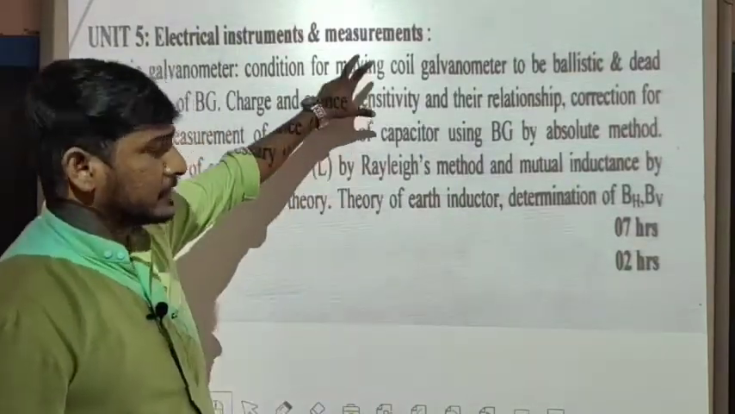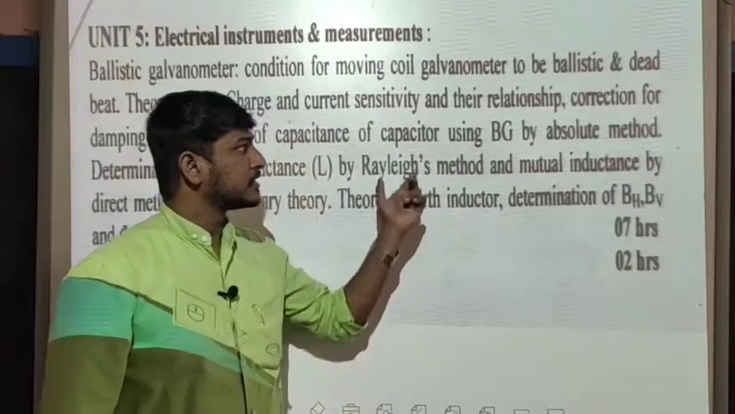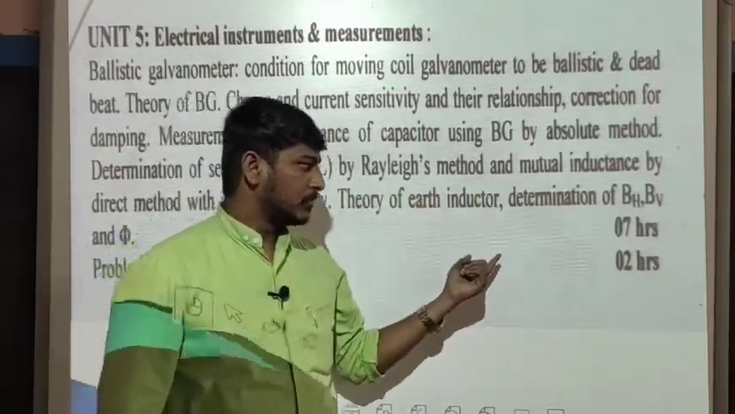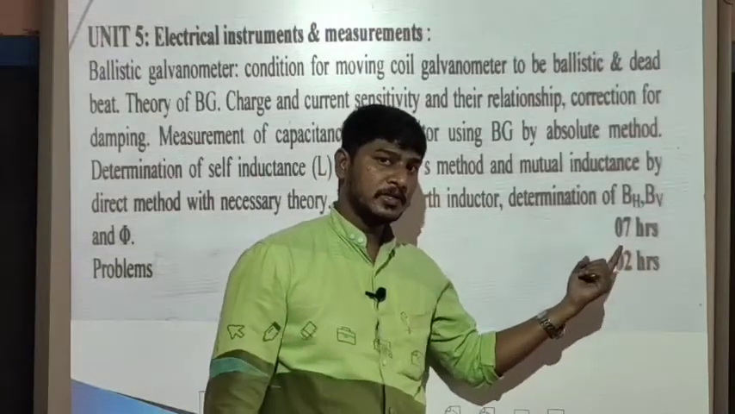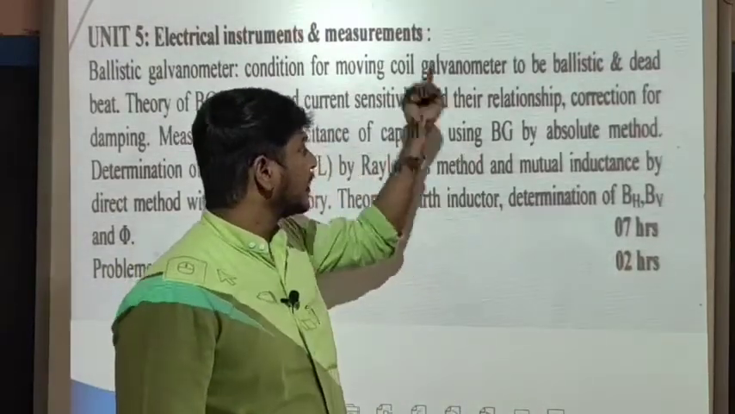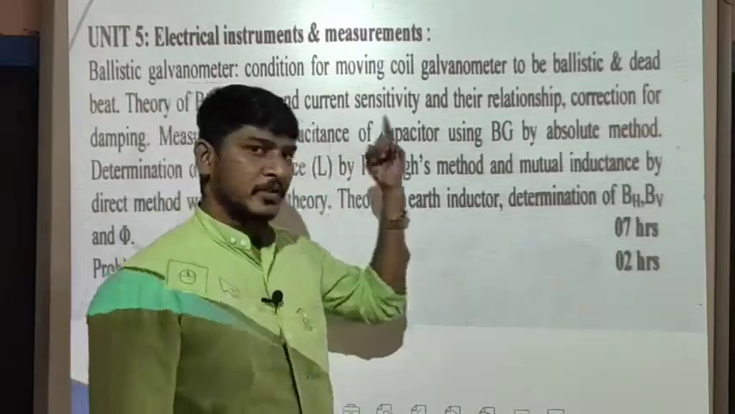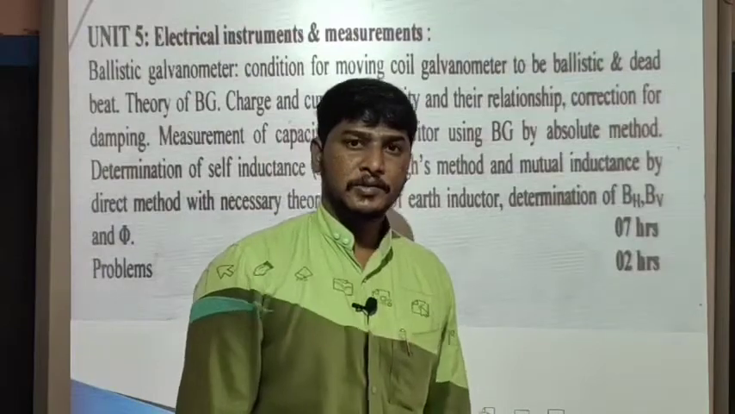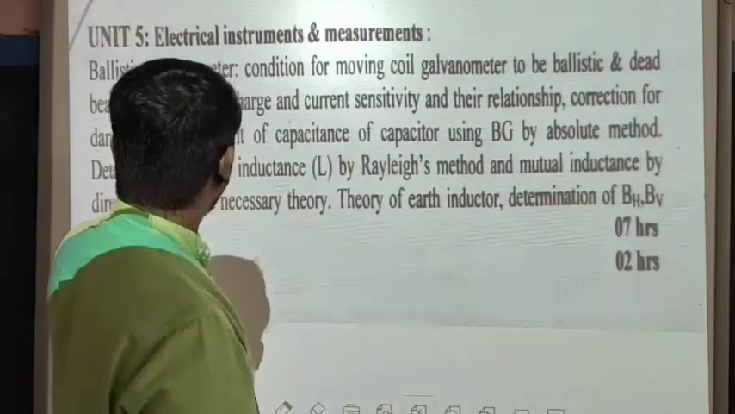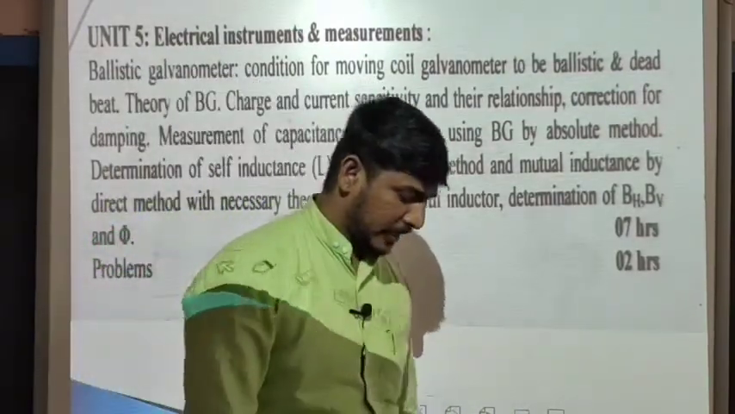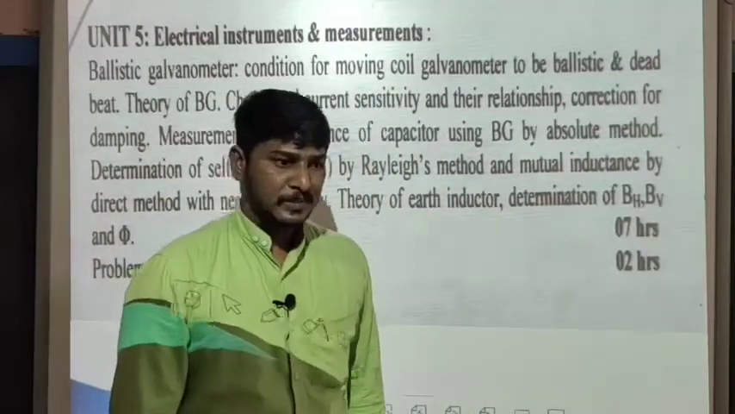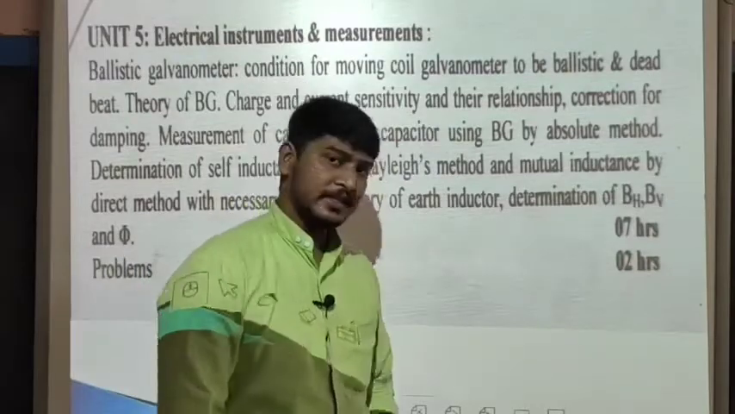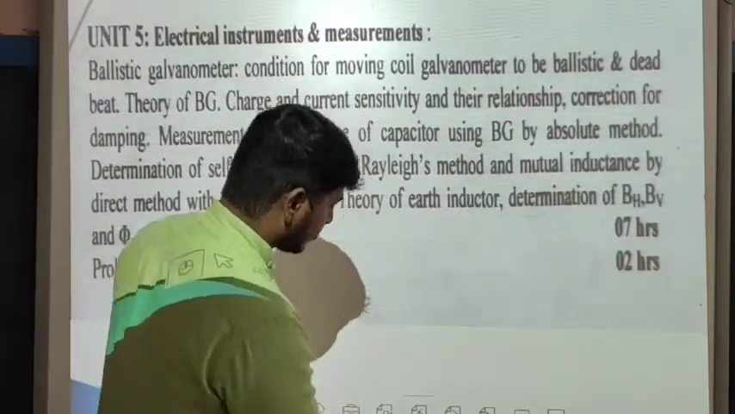We need to complete this entire syllabus in 7 hours, and we also need to solve problems for about 2 hours, and we need to complete this entire topic, that is electrical instruments and measurements, in 9 hours. Okay, before starting the theory of ballistic galvanometer, I would like to recall one simple concept, that is torque. Okay, now let us see what is torque.